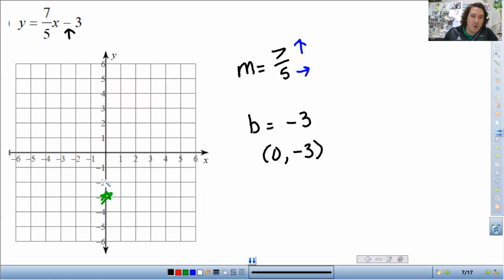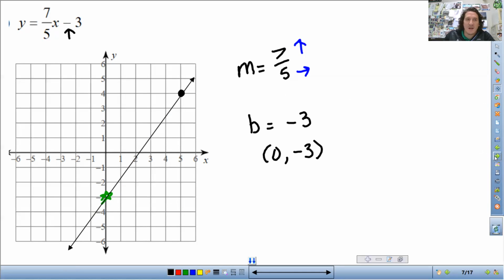So up 1, 2, 3, 4, 5, 6, 7, right 1, 2, 3, 4, 5. That is all we're going to be able to fit on this graph. So I'm just going to connect my 2 points with a straight line, and I am done.